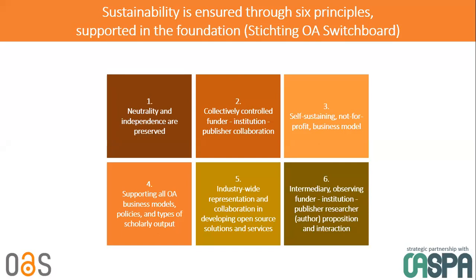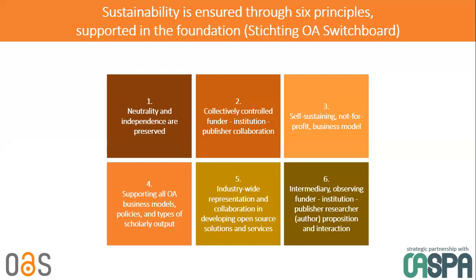Sustainability of the OA Switchboard is ensured through six principles supported in the legal structure of the foundation. Neutrality and independence are preserved, and that means that there is separation of control and economic interest. There are no shareholders, and the OA Switchboard can never be taken over. The governance is collectively controlled by the three primary stakeholder groups. Funders, institutions, and publishers are equally represented in the board of the foundation.